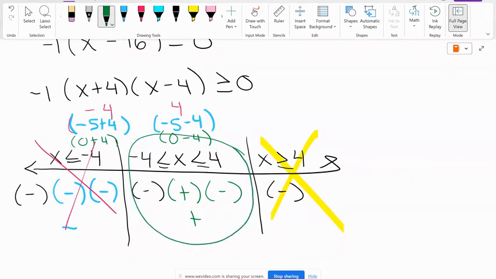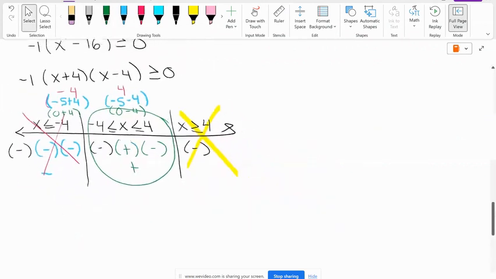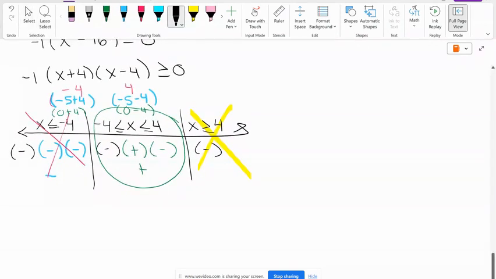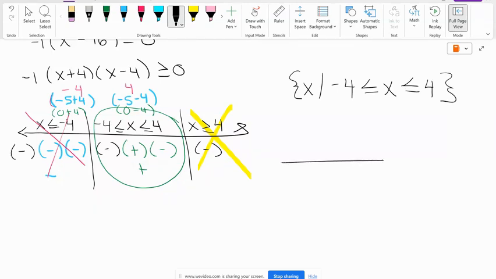So now we have to write it in set notation. And what else do we have to do? Graph it. We have to write it in set notation and then we have to graph it. So writing this in set notation, squiggly brackets, x such that -4 is less than or equal to x, which is less than or equal to 4. Graphing it, -4, +4, we are every number between -4 and +4.